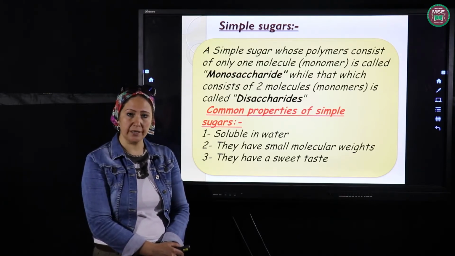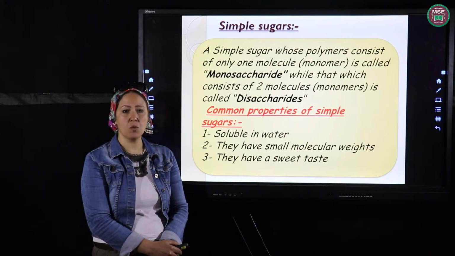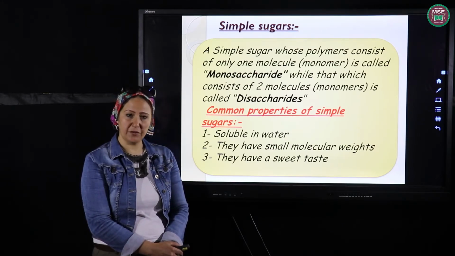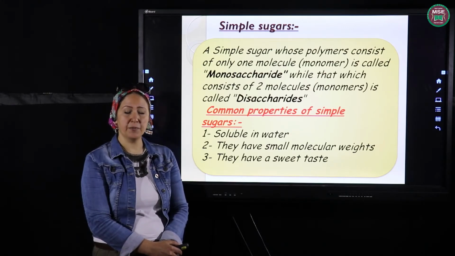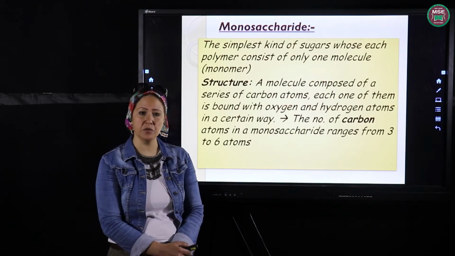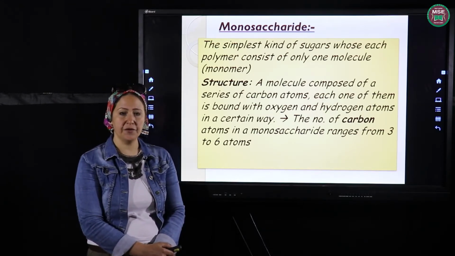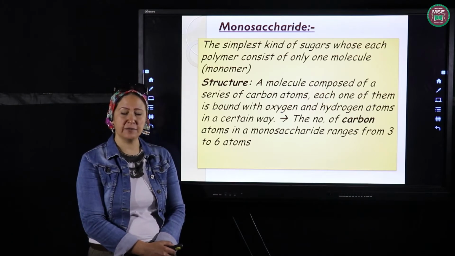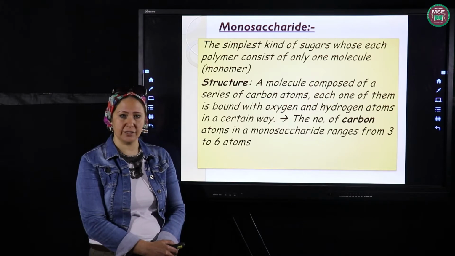What are the monosaccharides? They are carbohydrates from simple sugar. Their polymer consists of just one monomer inside. What about the disaccharides? They are carbohydrates from simple sugar. Their polymers consist of two monomers inside. Next, we are going to talk about the monosaccharides in detail. What are the monosaccharides again? They are carbohydrates from simple sugar. Their polymers consist of one monomer inside.